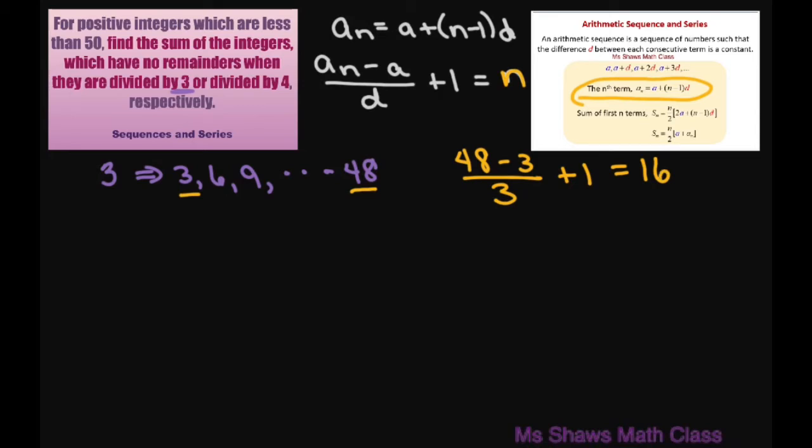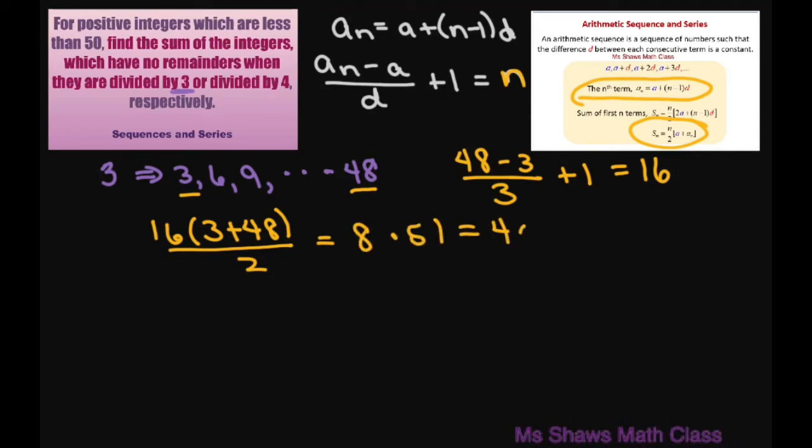So then we use this sum formula here. So the sum of the sequence would be 16 times the first term plus the last term divided by 2. That's going to be 8 times 51, which equals 408. Now we do the same for divided by 4.